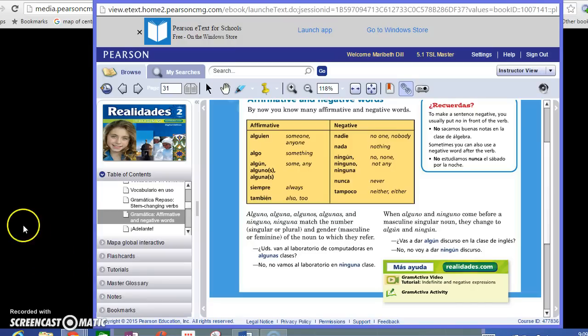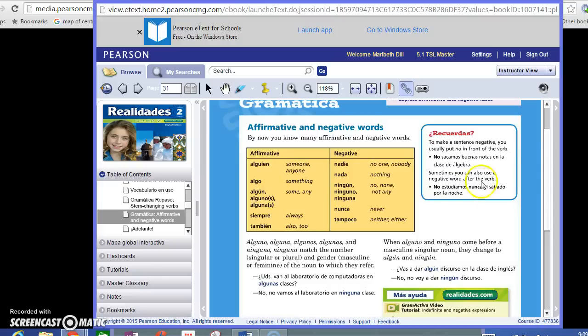Sorry about that, guys. Okay, I've moved to your textbook now, page 31. I want you to make sure that you have all of these notes here, which are actually kind of better than that Gramática video. But it does tell us here that alguien means someone, but also anyone. And it tells us here that ningún means no, none, or not any. So we can see how that works better in the sentences. So make sure you have all of these words defined in your notes.